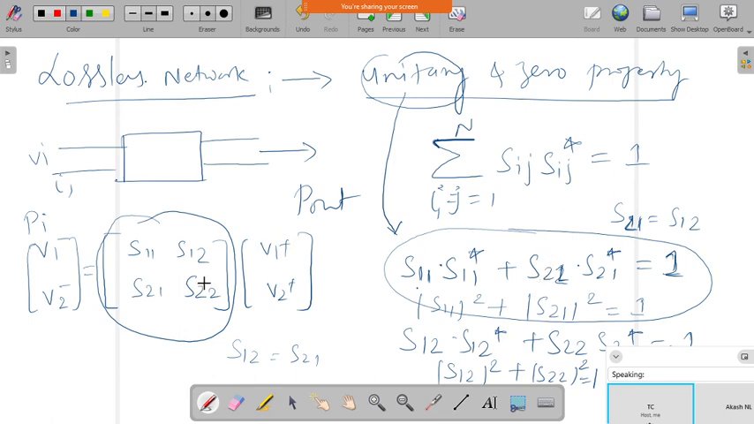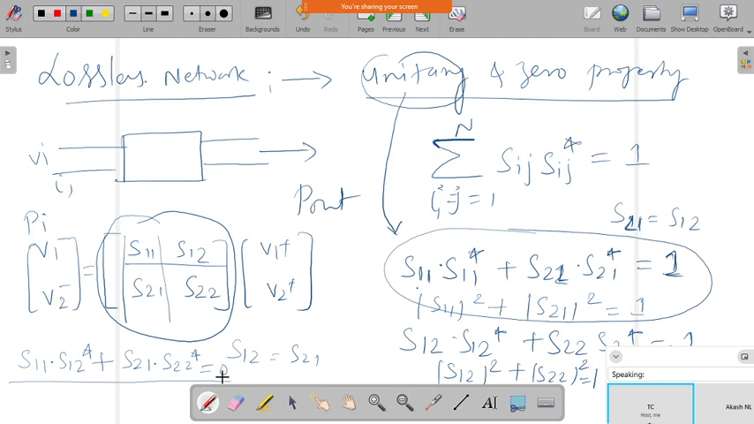Now what is meant by the zero property? The zero property is nothing but this: for the lossless network, if I take any column or any row of the S matrix and multiply it by the complex conjugate of another column, that should be equal to 0. So if we take S11 into S12 complex conjugate plus S21 into S22 complex conjugate, that should be equal to 0. That is what the zero property says.